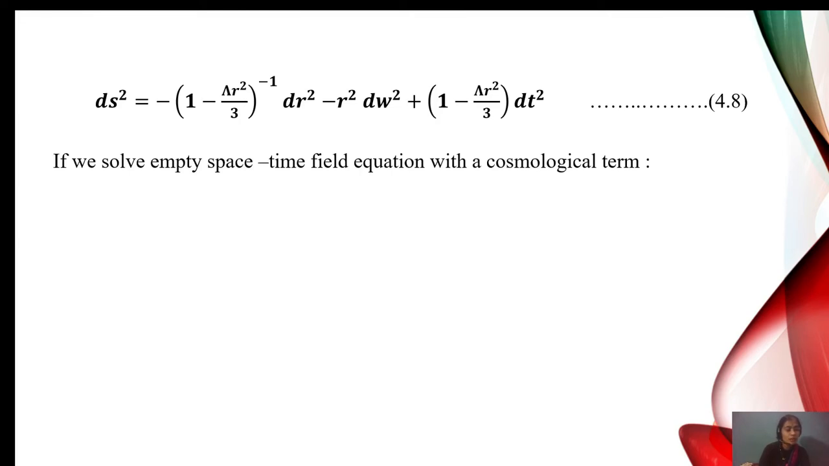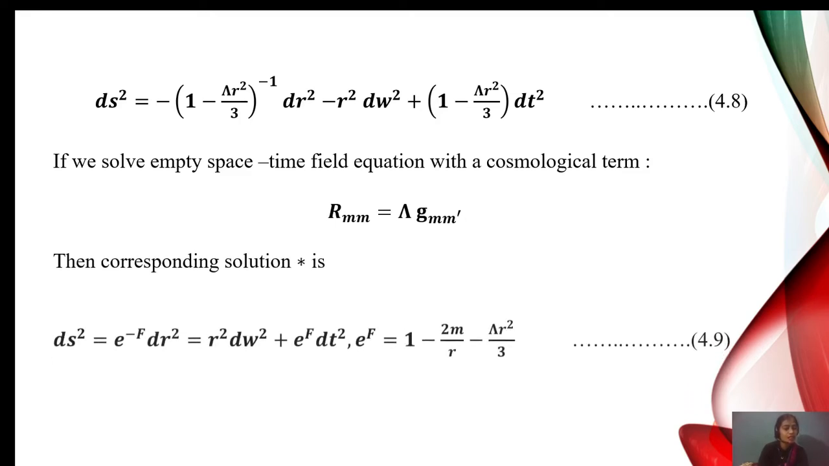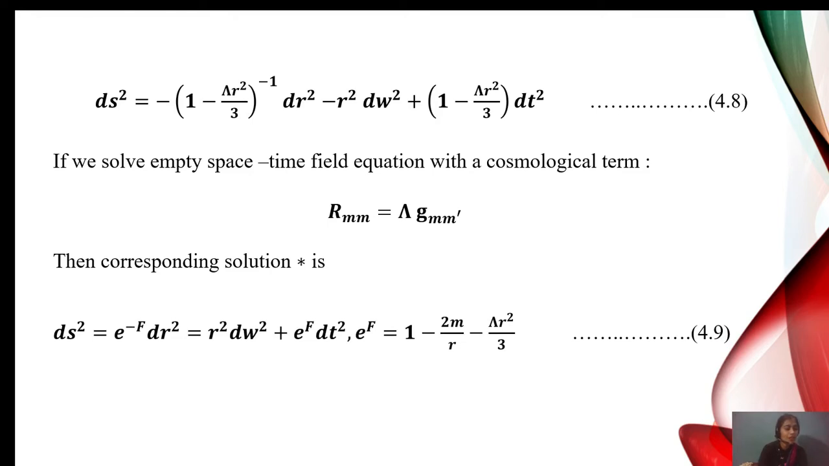If we solve the empty space-time field equation with a cosmological term, then R mu nu equals lambda g mu nu. The corresponding solution of the star is given by ds square equals minus e to the power f dr square minus r square d omega square plus e to the power f dt square. You know that e to the power f equals 1 minus 2m by r minus lambda r square upon 3. This is equations 4.9 and 4.8. For m equals 0, the space-time equation will be given. This is the solution of the equation.